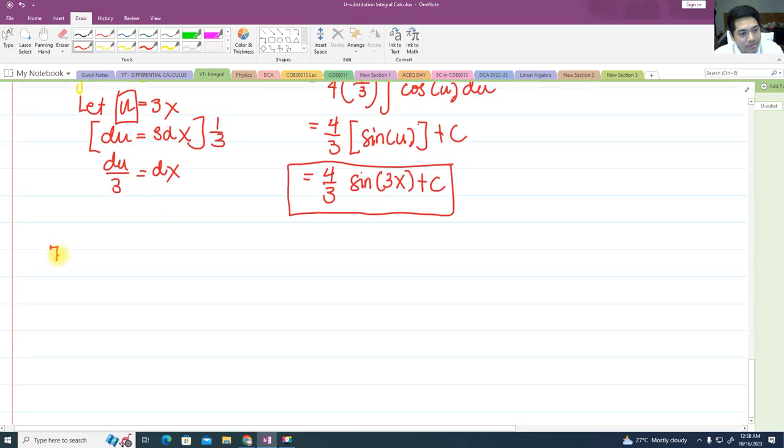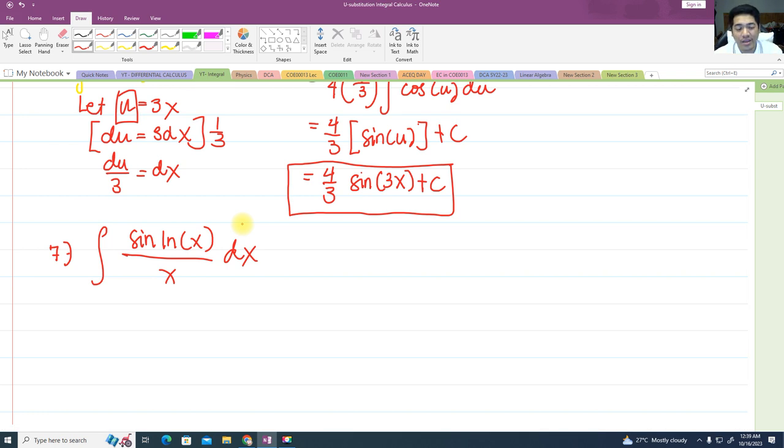How about number 7? If we get the integral of sine of ln of x all over x dx. So this is a little bit tricky in a sense that what do I let u be? Remember that this ln of x is inside the sine. 99% of the time, 90% of the time, whatever is inside the trigonometric function becomes the u.